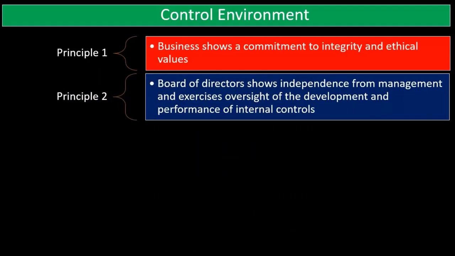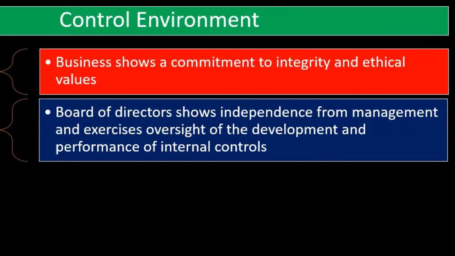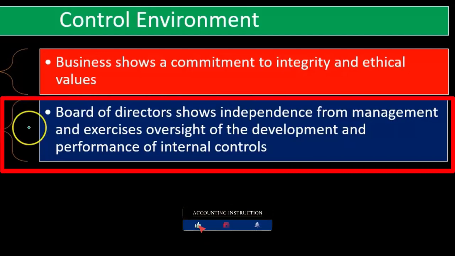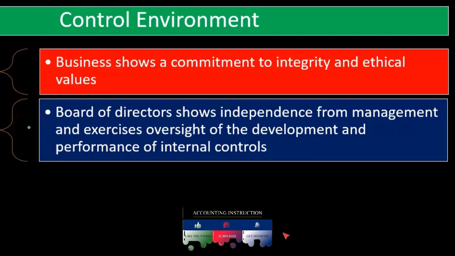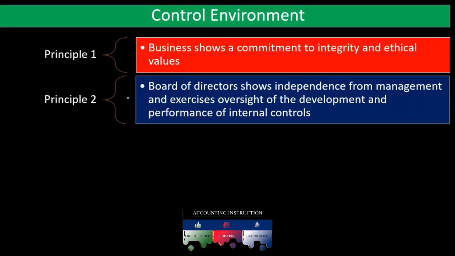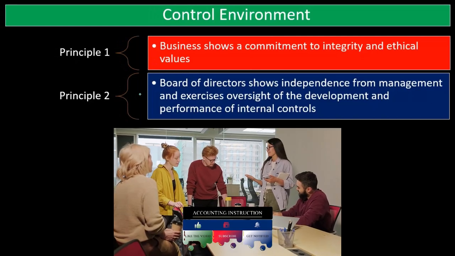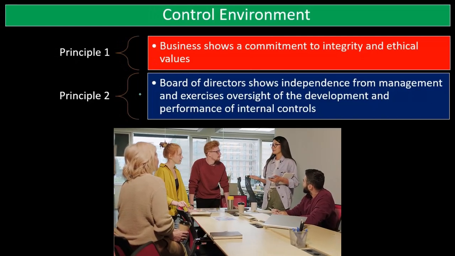Principle number two, board of directors shows independence from management and exercises oversight of the development and performance of internal control. You'll recall that the board of directors are represented and voted on by the owners, the shareholders. So therefore, they should be able to provide some oversight over management, which in essence are the people that they hire in order to act as agents of the shareholders.